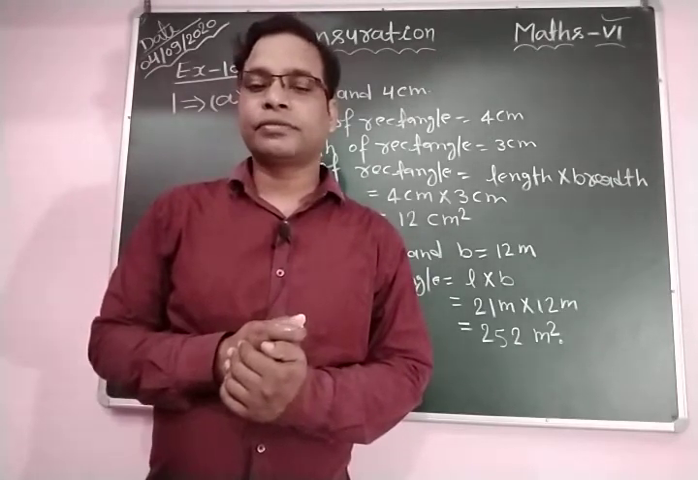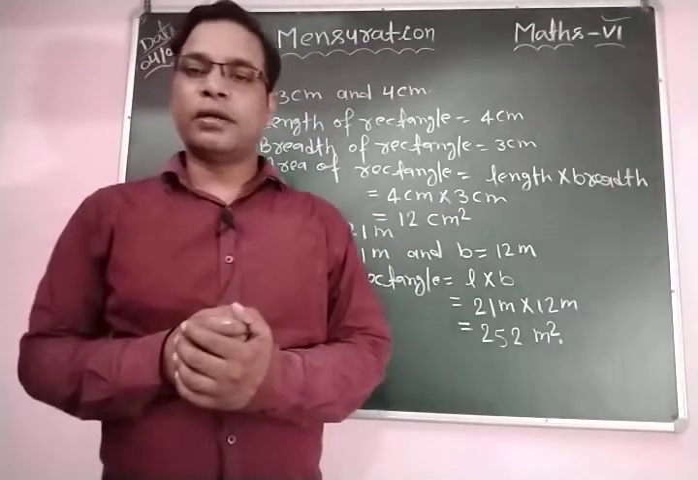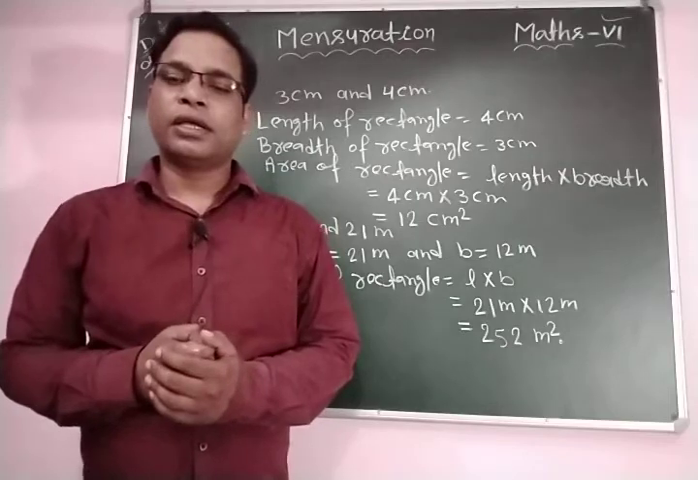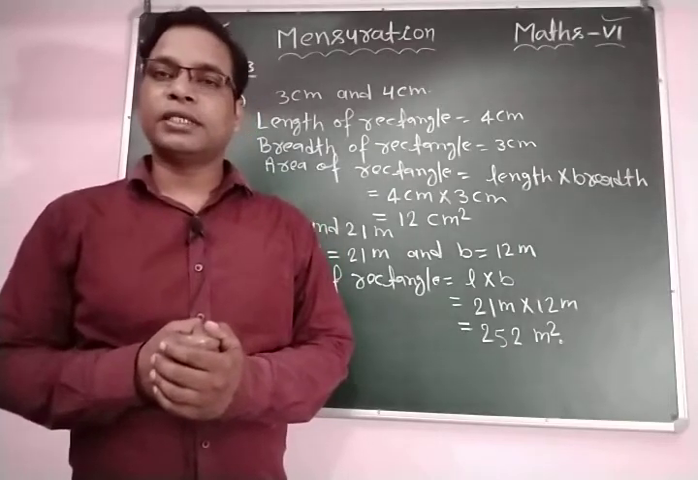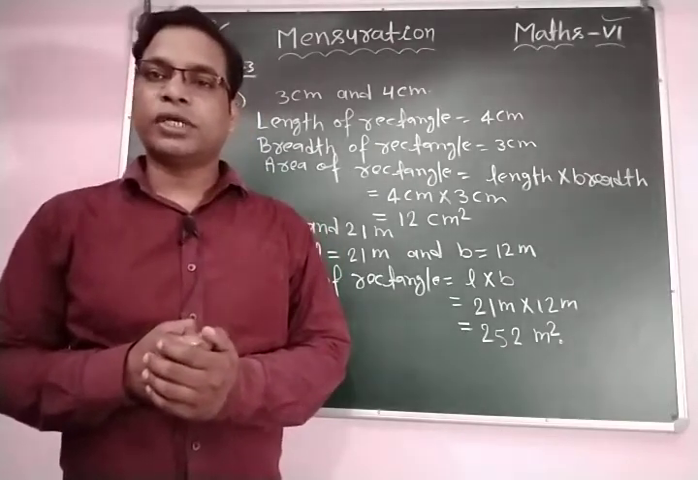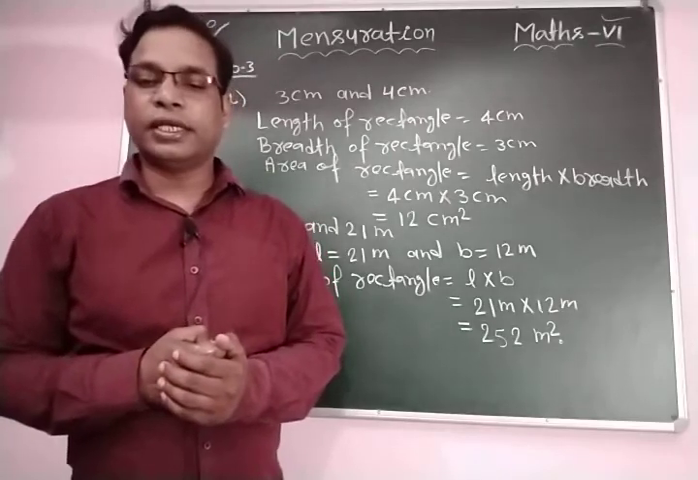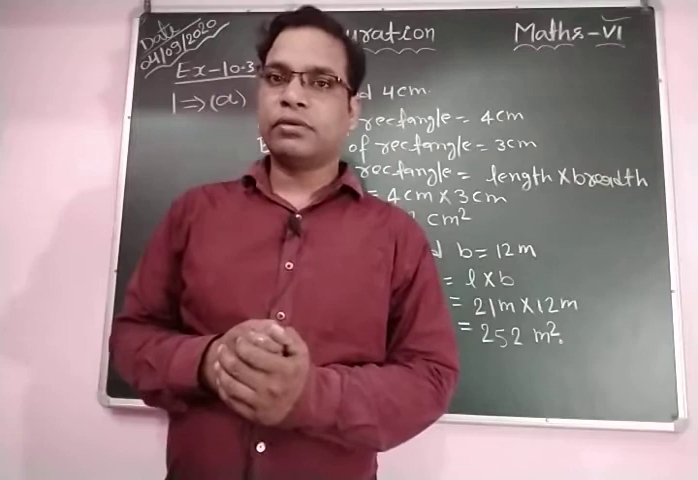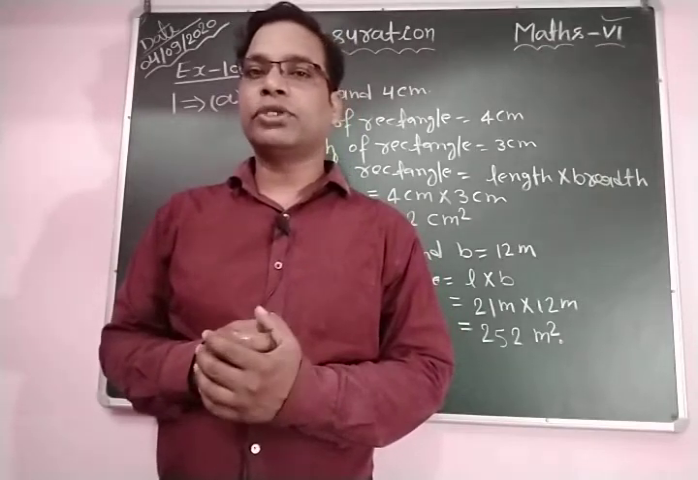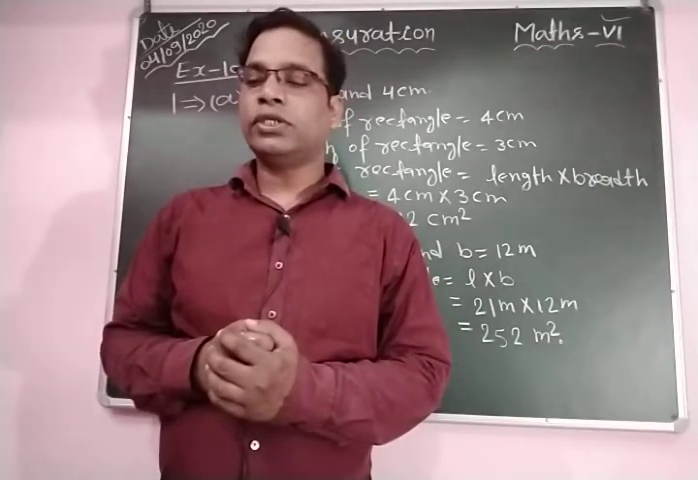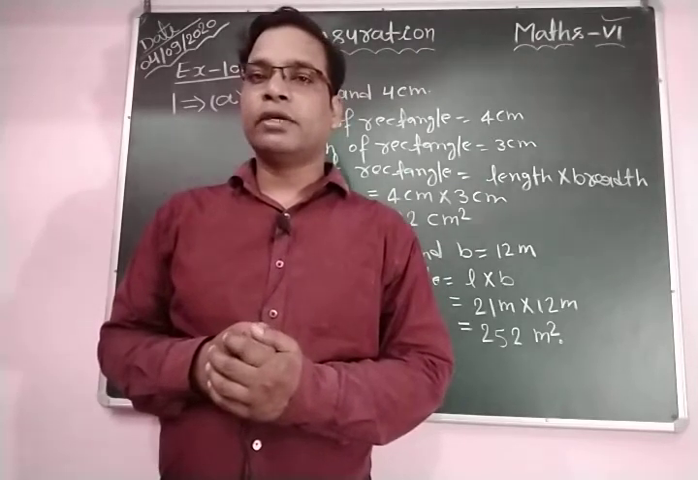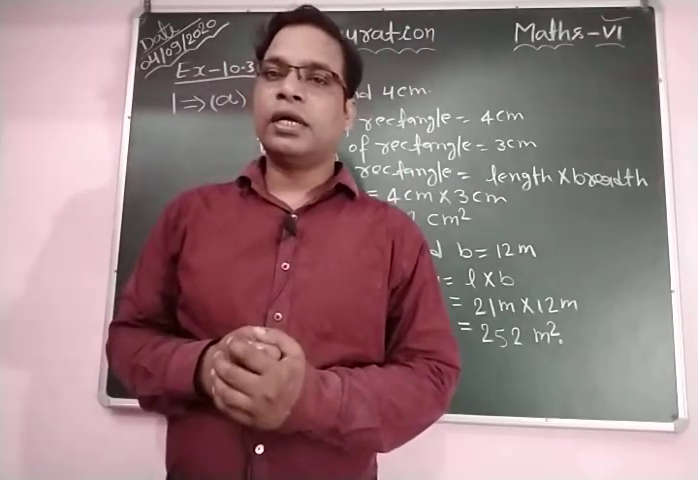Second question: find the area of a square whose sides are given here, 10 centimeter, 14 centimeter, and 5 centimeter. So what is the formula to find the area of a square? Area of square is equal to side into side. You can say square of the side. Okay, so let's see how to do this question.